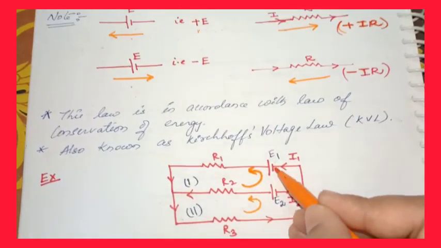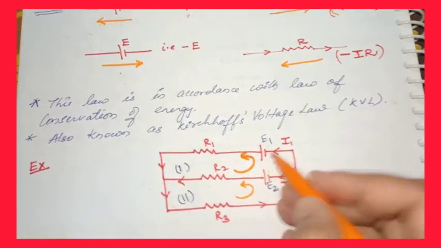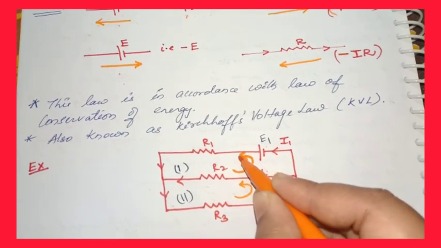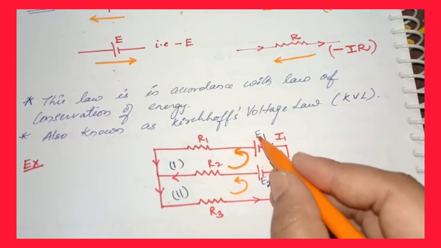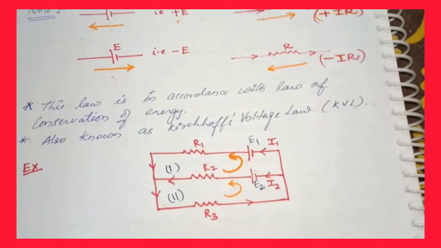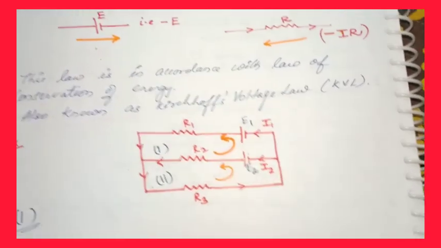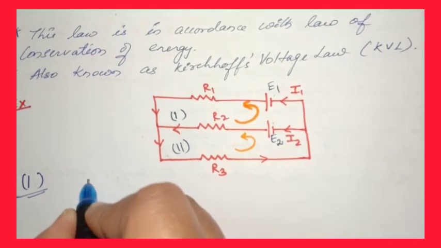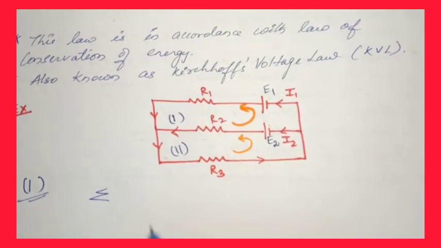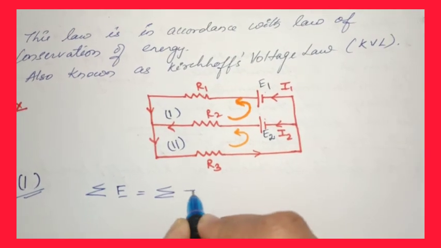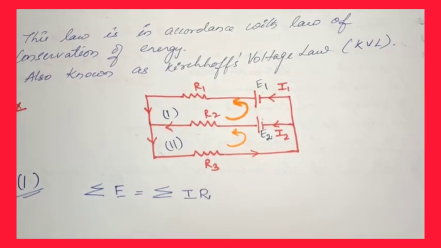So there are two EMFs in this first loop, students, and my direction for this EMF 1 is from minus to plus. So that means this EMF is positive. So for the first loop, I can write the equation, that is the KVL law, that is total EMF should be equal to the total product of current and resistance in that loop.